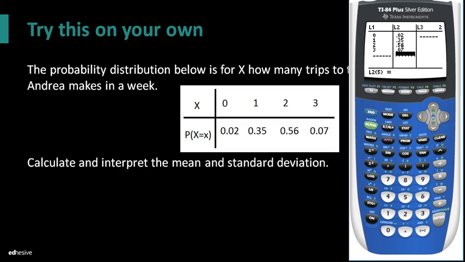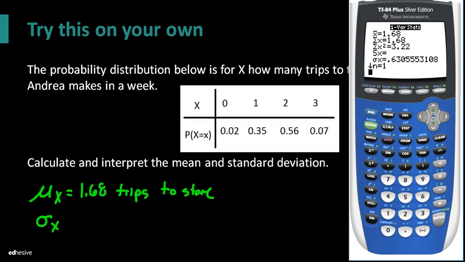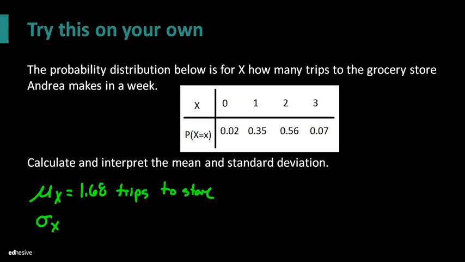Just double check that you typed all those in correctly. Once you're done with that, stat, slide over to calc, one variable stats, make sure list 1 is the list, that is where I put this. The frequency list was the probabilities, which I did put in list 2. Now I'm going to hit calculate, and the average is 1.68, and the standard deviation is 0.63. So notice the proper symbols I'm going to use here are the expected outcome. The mean in the long run was 1.68 trips to the store. And the standard deviation was, I'm going to go back and check, 0.63 trips.